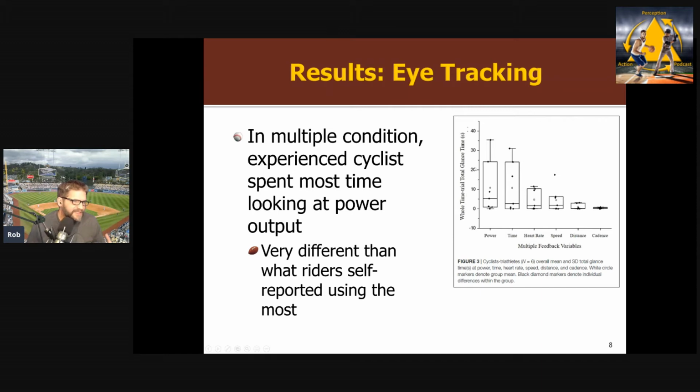And you can see how much time they were looking at it. The white dots, I think, are the averages, right? Importantly, and this is something why I think it's so important to do eye tracking research in these kind of studies.